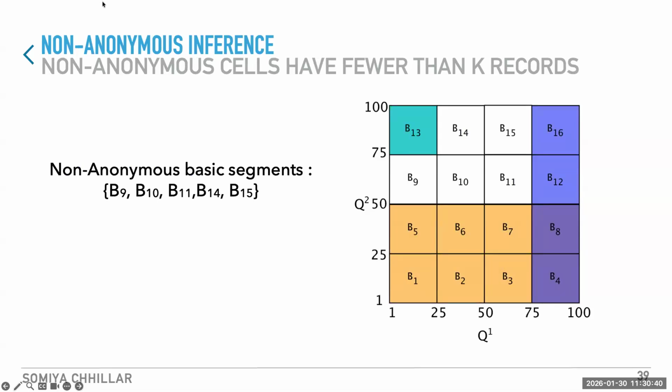Okay, this one, the last inference, is pretty straightforward, but it gives us a little more information about how records are distributed. Anything that's, yeah, sorry.